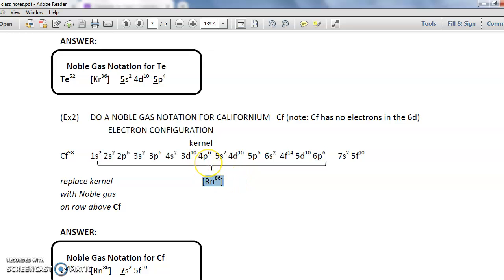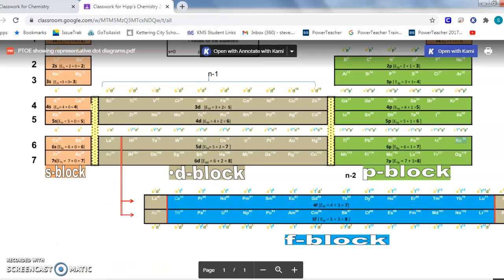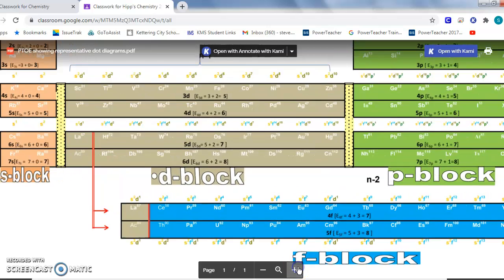That is the noble gas on the row above it, and I found that noble gas by just backing the numbers up till I got to the noble gas. So I would write radon 86 and put it in brackets. So I'm right here, radon 86.